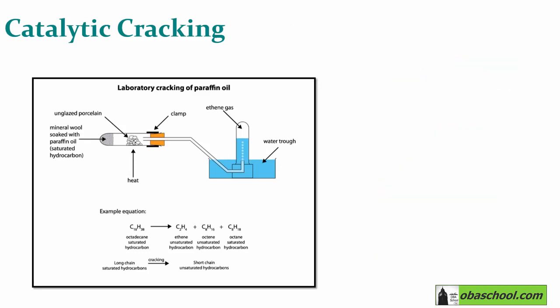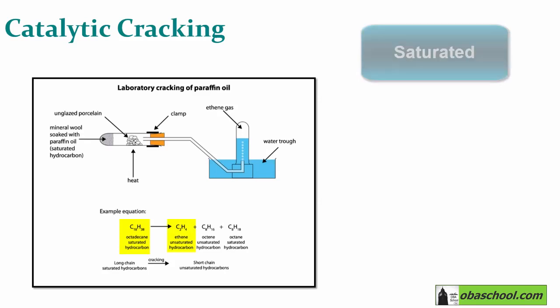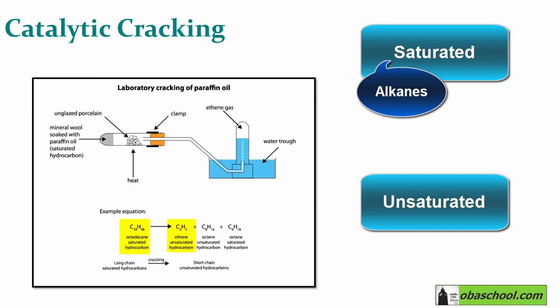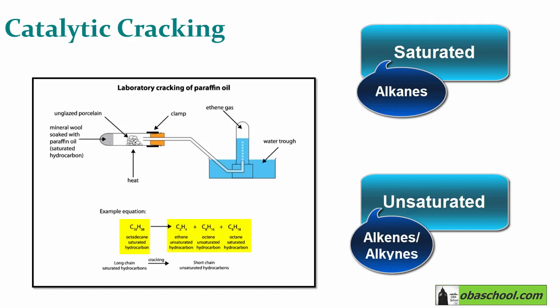For example, we may have octadecane, which is a saturated hydrocarbon, and the product will be ethene. So this is an alkene. So saturated means that we have alkanes or the bonds are single, whereas unsaturated means that we have double or triple bonds. So the products will be C2H4 plus C8H16 plus C8H18. So a longer chain of alkanes after cracking will produce shorter chains of unsaturated hydrocarbons and of saturated hydrocarbons as well.